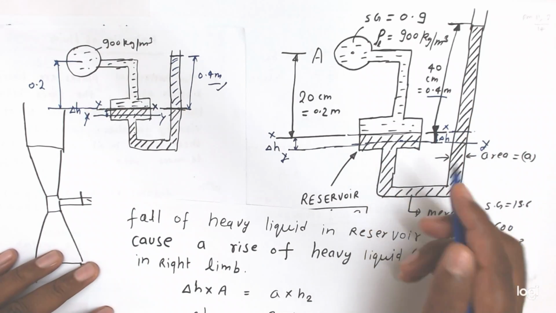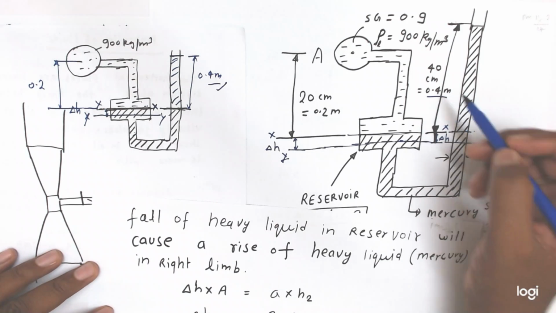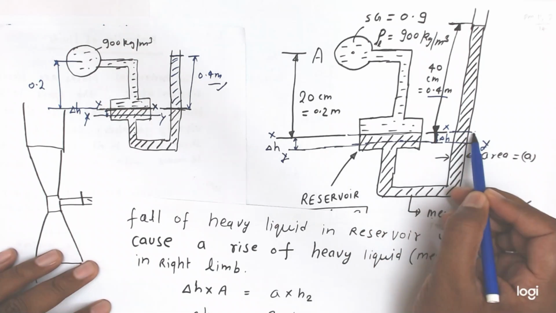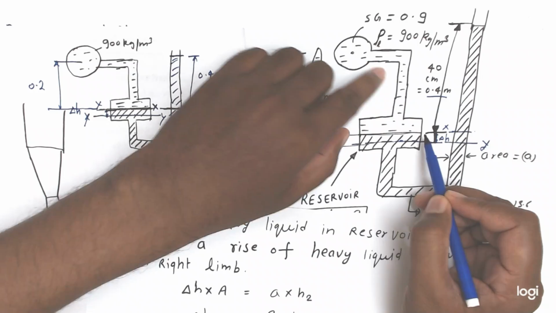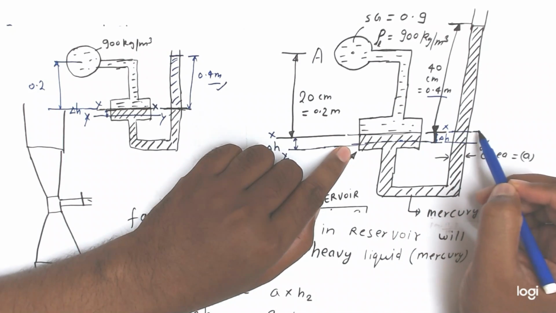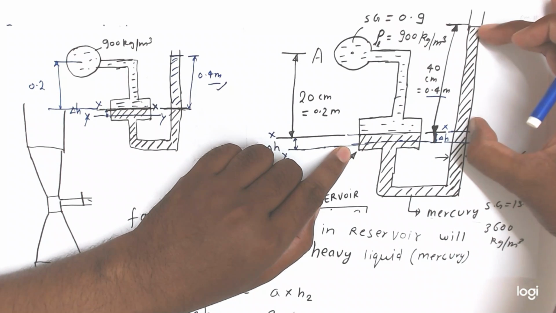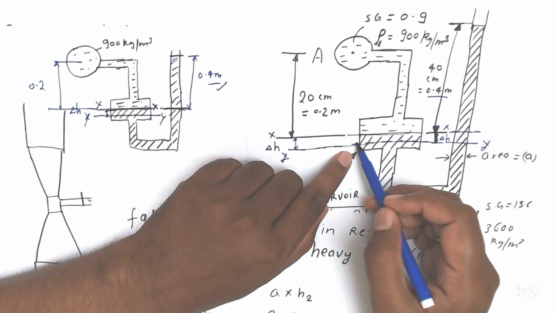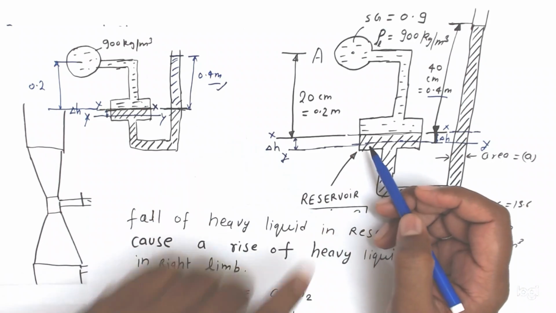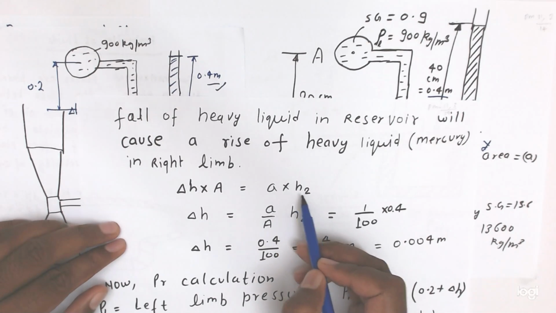So the doubt is why we are not considering delta H in 0.4. Because in the initial case, friends, the liquid is up to here, up to this level. In both cases, when we connect the pipe, this will go down and this will go up from this level. So we will consider this area into height, and from here this area into height. Okay friends, so delta H into A equal to A into H2.